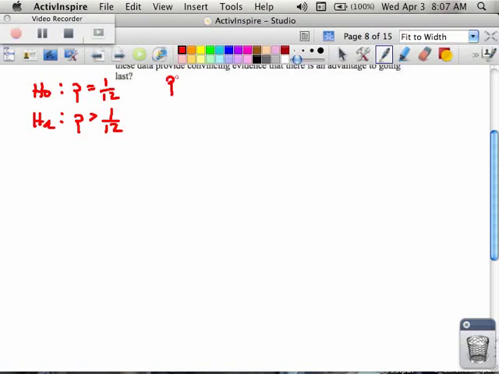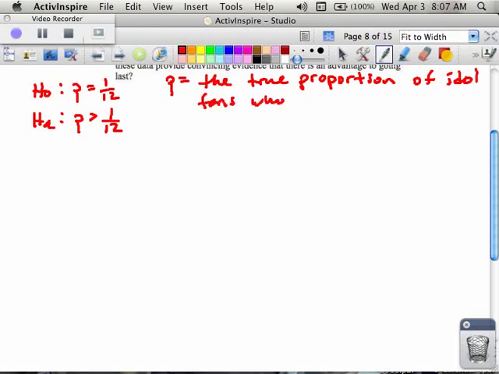And we're going to define our P as the true proportion, I guess you could say, of idol fans who prefer the last contestant.